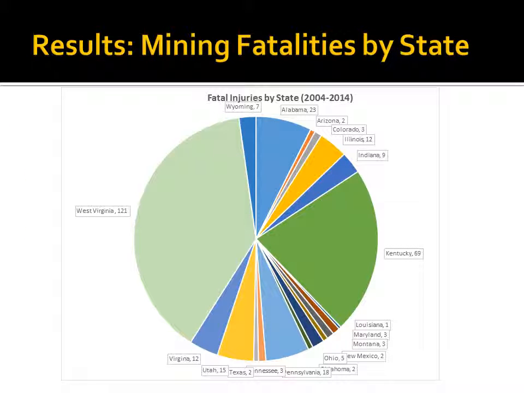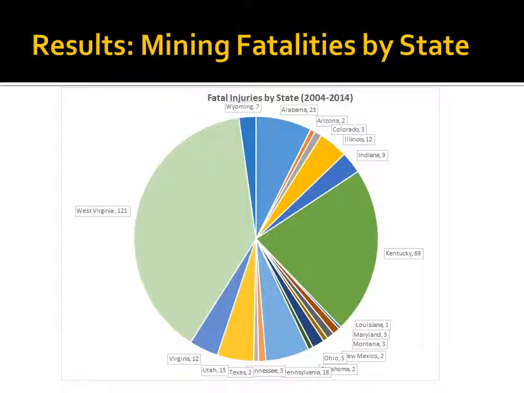So to start my results portion of this project, I wanted to show you guys first the fatal injuries by state for 2004 through 2014. And one thing that I really wanted to pull from this is just where most of the coal mining is being done and where most of the fatalities are coming from. Obviously, you can see West Virginia with the 121 fatalities and Kentucky with the 69, for a total of 190 fatalities between the two of them. That's a big portion. 65% of that data is in those two states alone.